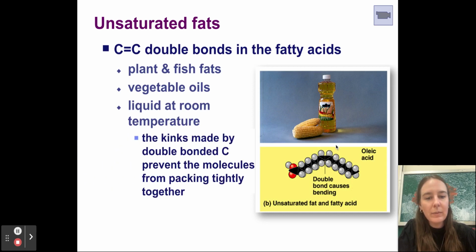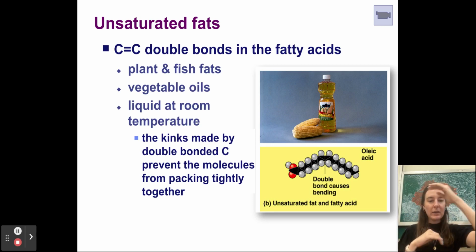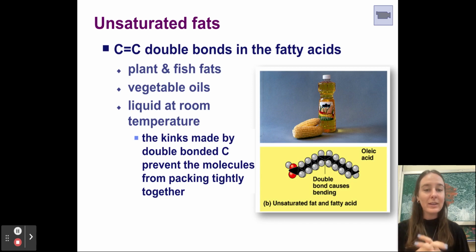So the kinks made by the double bond prevent the molecules from tightly packing together. The straight saturated fats can stack on top, but because of that little kink, if you stacked them all up, they wouldn't be able to really form a solid. It would actually allow the molecules to move past each other more easily, forming a liquid.